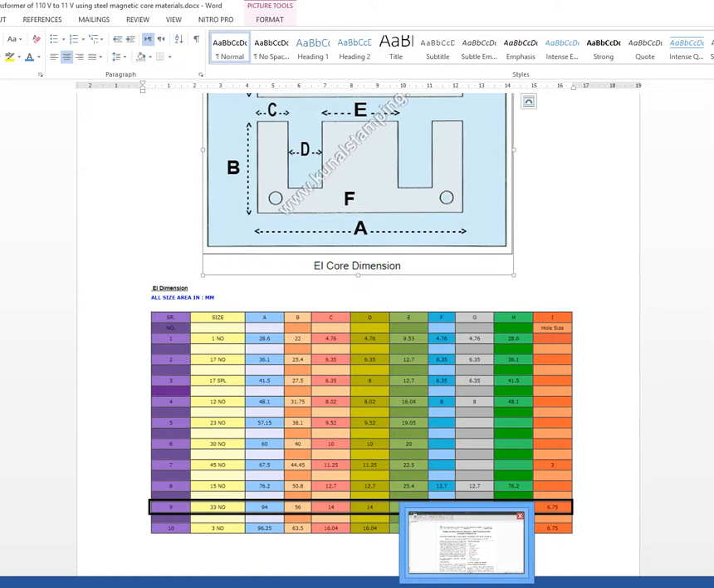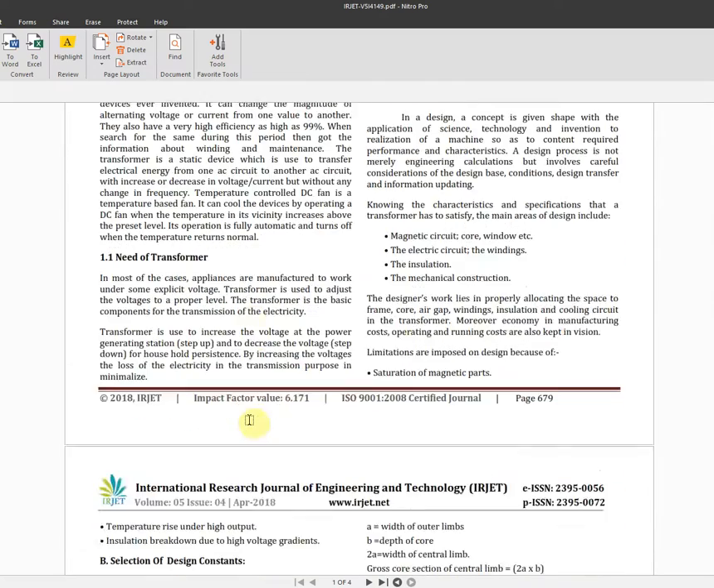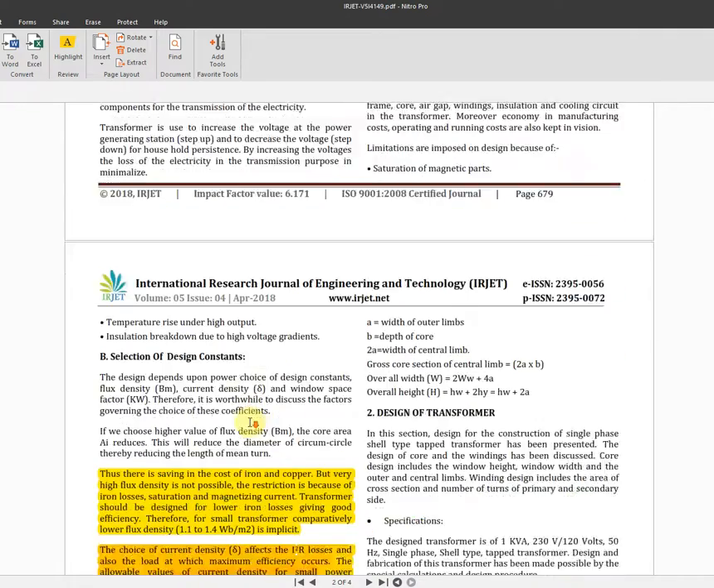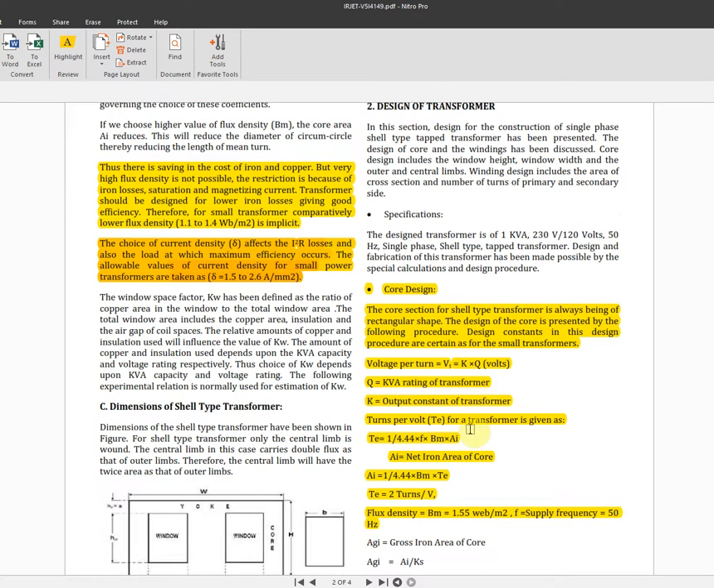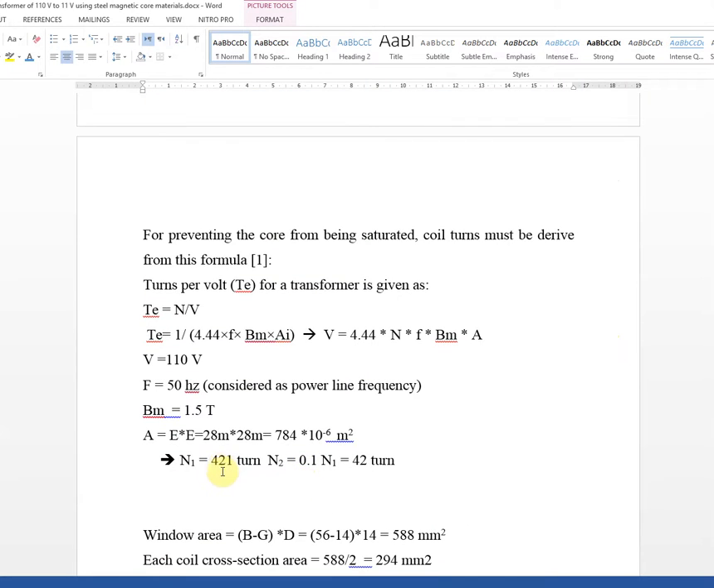Now let's see how to design the transformer winding turns. To design the winding, we have some references that have formulas to calculate the number of turns. In this paper, there is a formula that we used: turns per volt equals 1 over 4.44 times frequency times maximum flux density times the area of the transformer core. So we use this formula to calculate the number of turns.